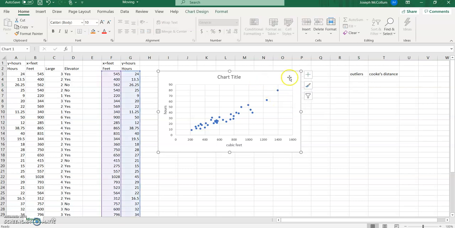So where are we at? Well, I would love to have a prediction equation. I'd love to have a line through the data to see what it looks like.